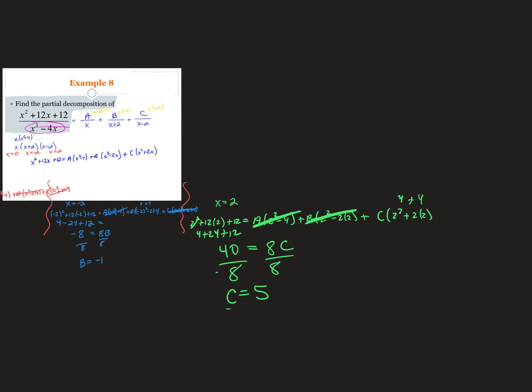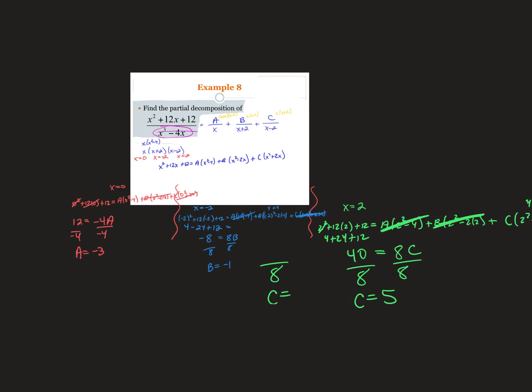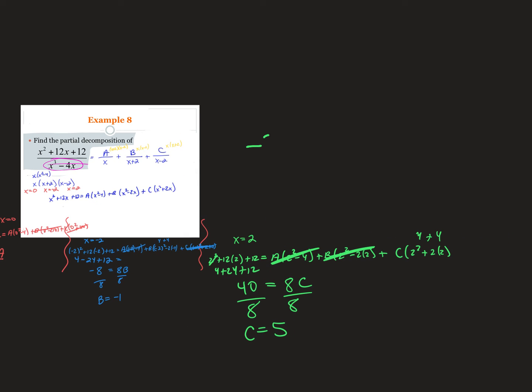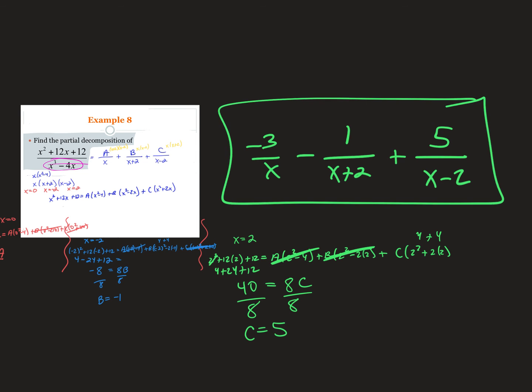So now we go back to the beginning. I have my a value, my b value, and my c value. So I would write a is negative 3 over x. Now I can say plus a negative, or I can say minus. It doesn't matter. I'm going to write minus 1 over x plus 2. And then I have plus 5 over x minus 2. And there's your partial fraction decomposition. That is a very long problem.